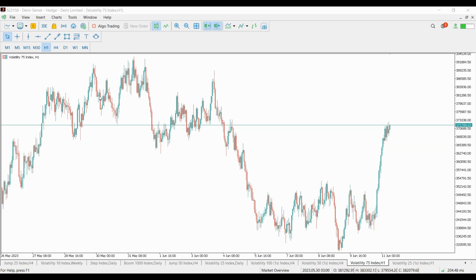Now we're going to do a top-down analysis or multi-time frame analysis on Volatility 75. Volatility 75 is a synthetic index, and you can find it on a broker called Deriv. So if you don't have an account, get a demo account and you start practicing. They're very, very volatile. So make sure you use proper risk management in case you're going on a live account.